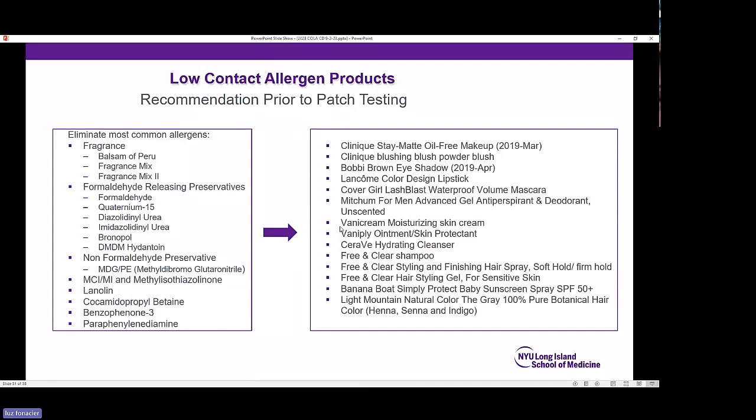Then I give a list of products to the patient based on what the patient needs. I have here shampoo, conditioner, moisturizer, sunblock, and some makeup for women, and they will stay on the low contact allergen products until I am able to do a patch test.